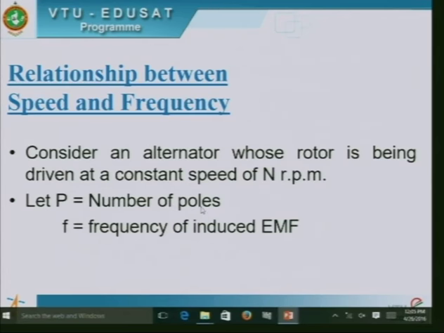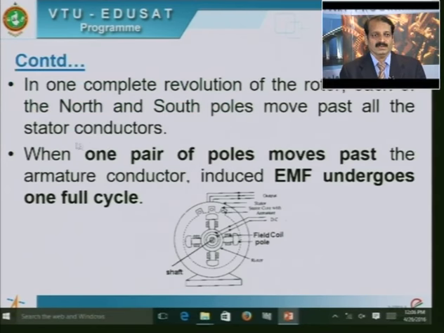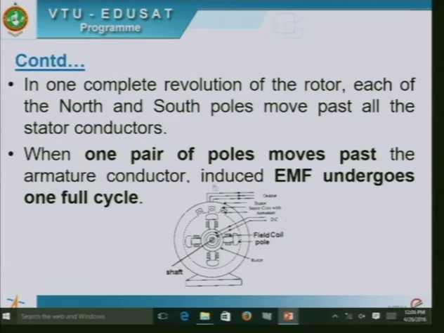Suppose there are p number of poles and let f be the frequency of induced EMF. In one complete revolution of the rotor, each of the north and south poles move past all the stator conductors. So suppose this is the conductor, stationary, and this rotor is moving past the conductor in one rotation.